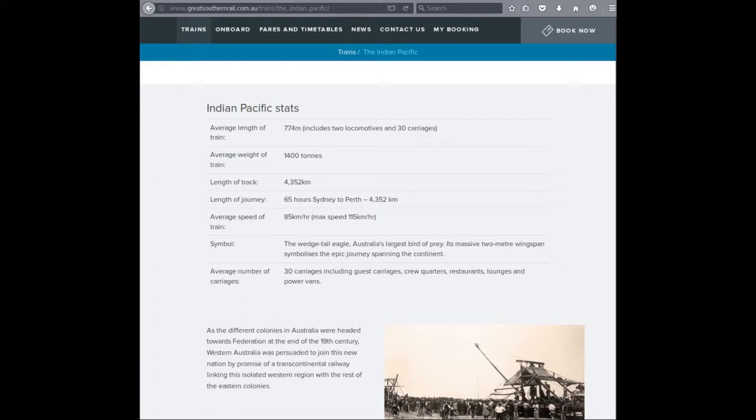The wedge-tail eagle, Australia's largest bird of prey, I could really care less. Average number of carriages, 30 carriages, including guest carriages, crew quarters, restaurants, lounges, and power vans, whatever those are. So, this data is key to unlocking the distance of Australia.